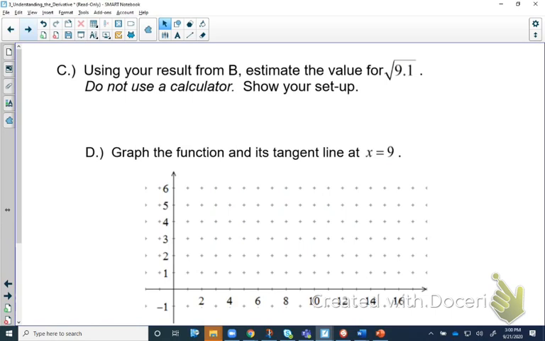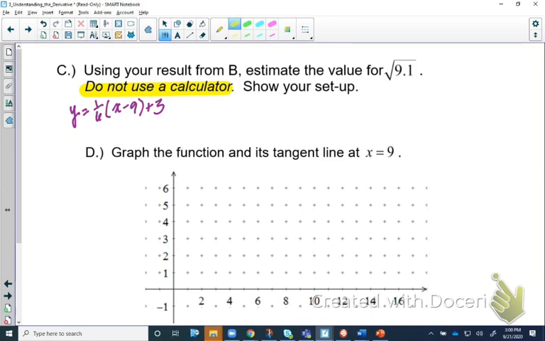Now we're going to be moving on to part C, where it says, using your result from part B, estimate your value for the square root of 9.1. And it says very clearly not to use a calculator, so don't use a calculator here. So how do we actually do the work? The equation that we got from B was y is equal to 1/6 times x minus 9 plus 3. That was the equation that we got.